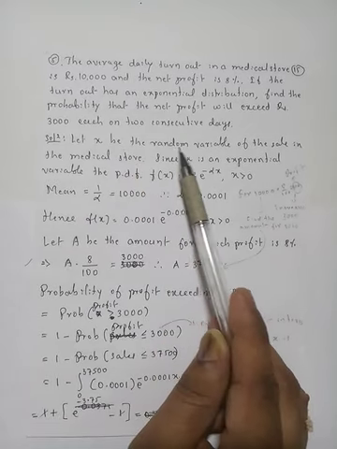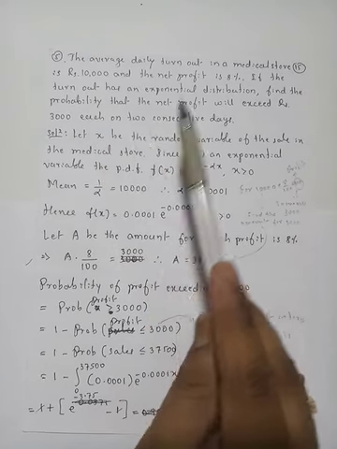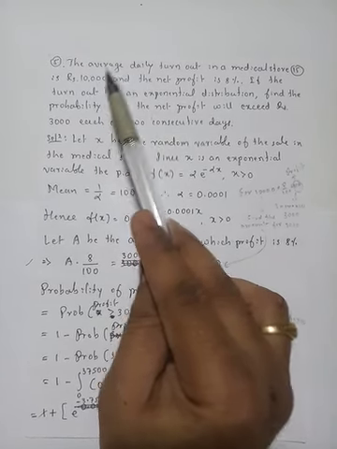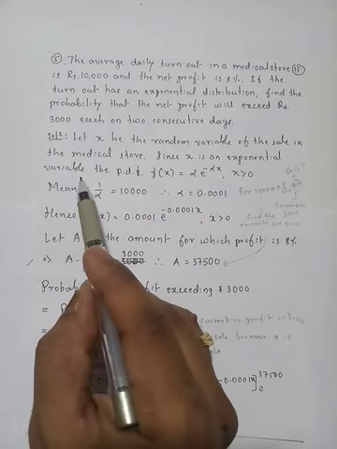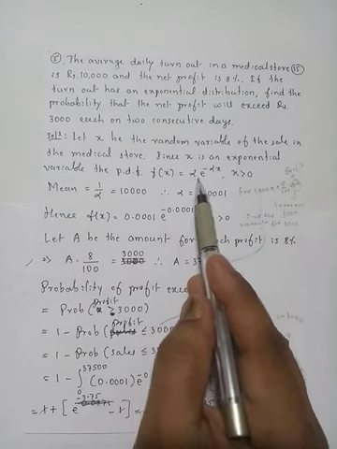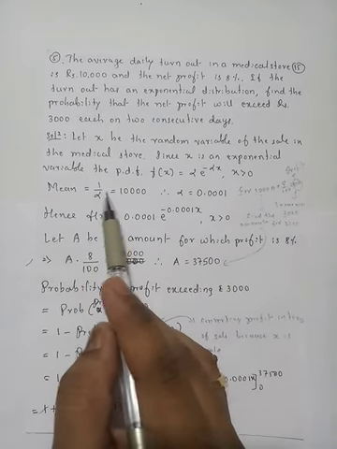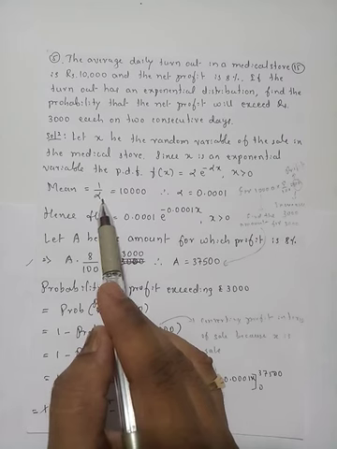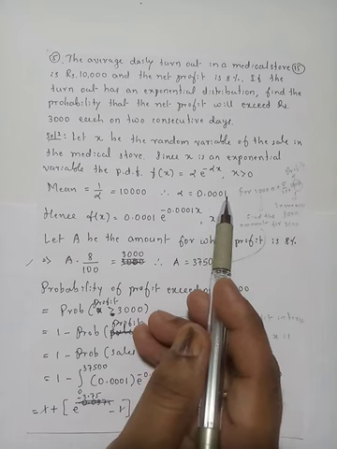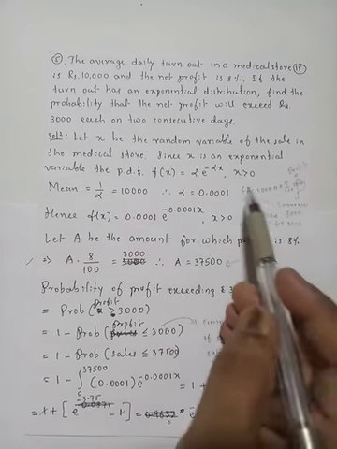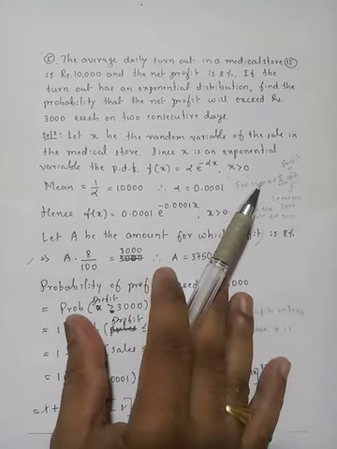Now let x be the random variable of the sale in a medical store, so x represents the daily turnout, like 10,000. Since x is an exponential variable, by definition the density is alpha e raised to minus alpha x. The mean for an exponential distribution is 1 by alpha, and it is given as 10,000. Therefore the value of alpha is 0.0001. Now this alpha value we substitute, as we did in the previous problem.